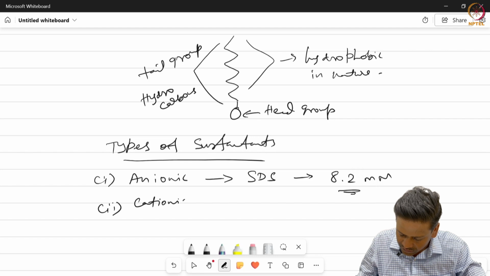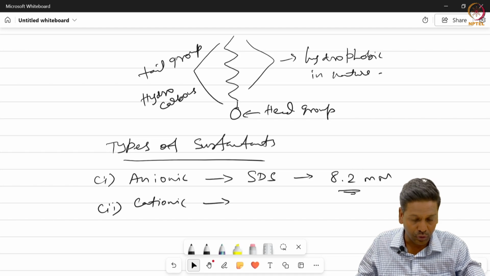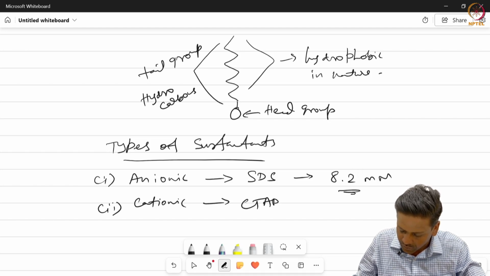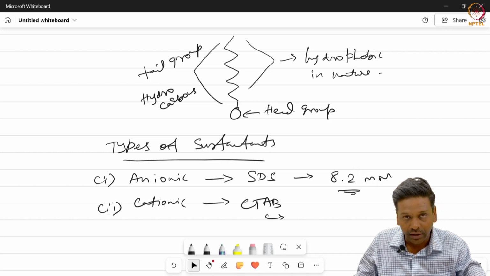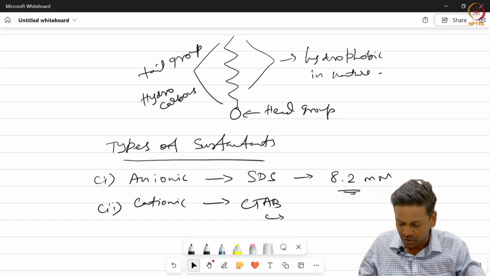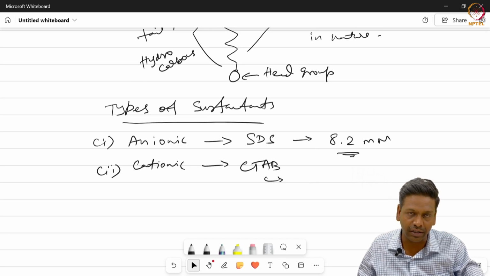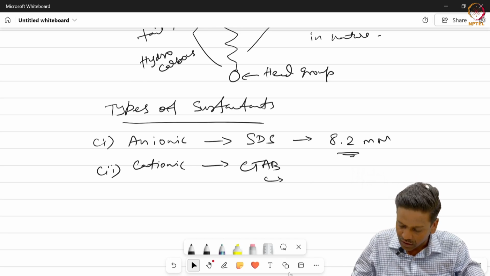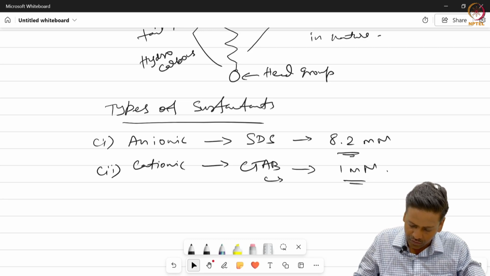And the next one is cationic surfactant. One good example which people often use is CTAB. This is nothing but cetyl trimethyl ammonium bromide, which is basically a quaternary ammonium salt. It has good antiseptic properties, so you would find this in medical applications mainly. The CMC of this is usually 1 millimolar.